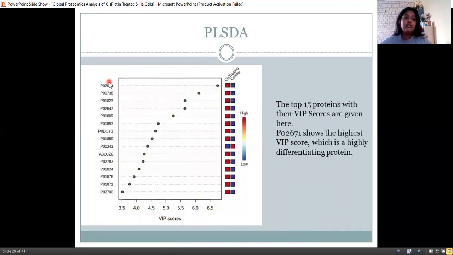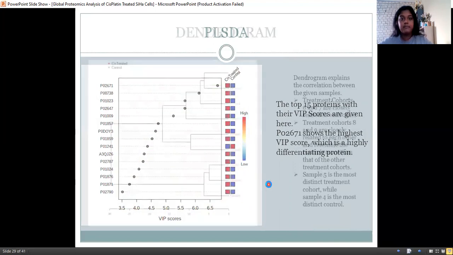So these are the top 15 proteins with their VIP scores that are given here. And I see that P02671 has the highest VIP score, which means that it is a highly differentiating protein. It is upregulated in cis-treated and downregulated in control, as we can see here. And this P01241 is downregulated in cis-treated and upregulated in control. So we can observe these interesting facts about our proteins.